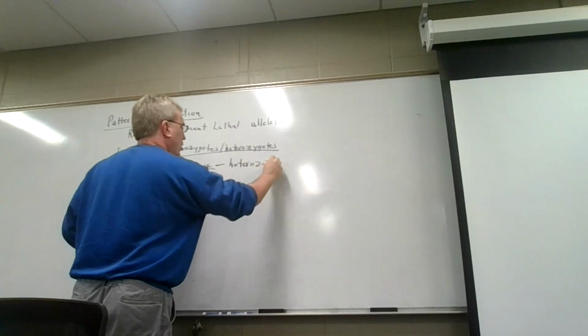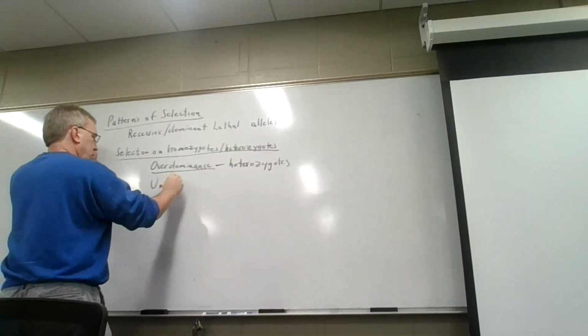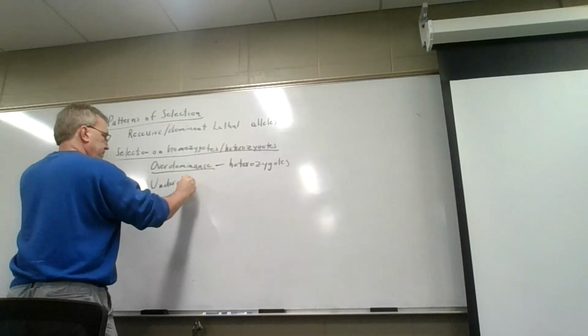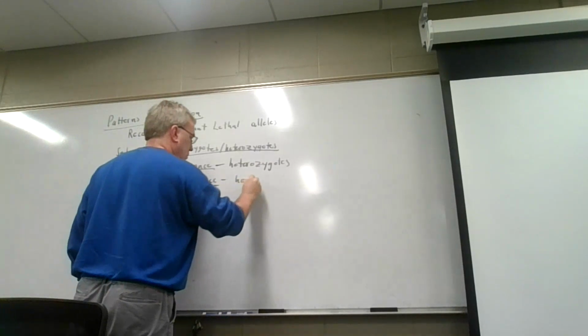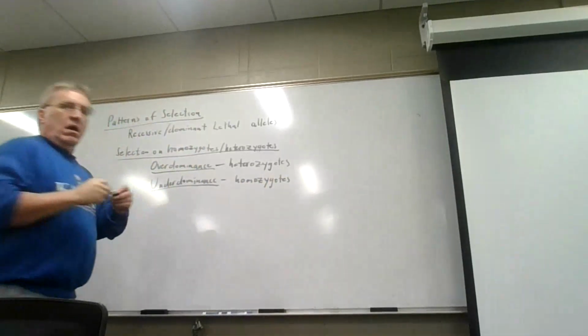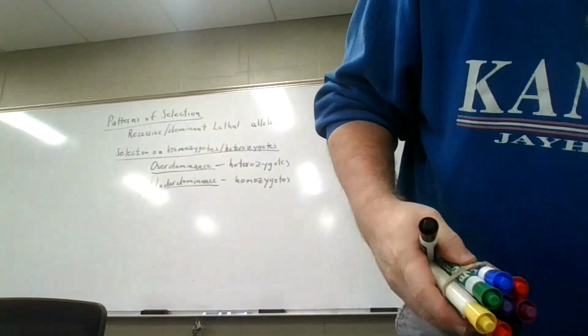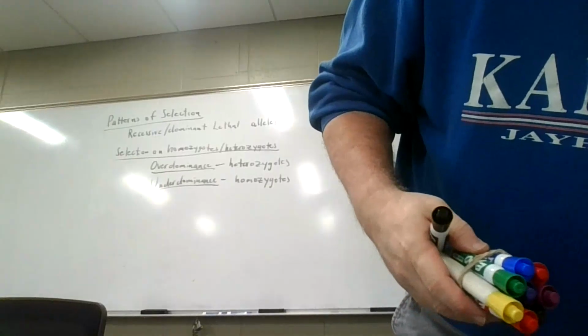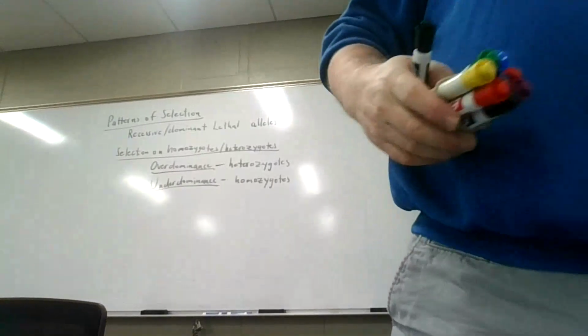What do you suppose selection for homozygotes is? It would be underdominance. Is selection for homozygotes. Now, I'm going to give you an example that they also give in the textbook. The main diagram is on page 210.